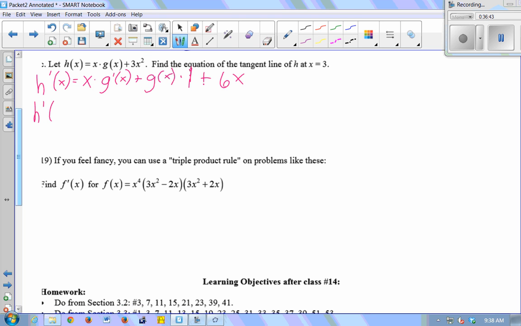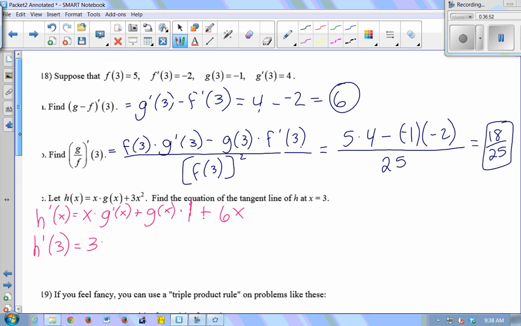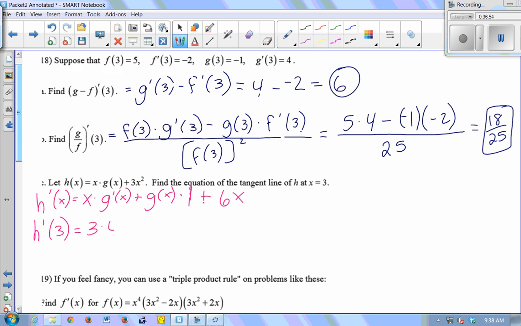So h prime of 3, now I plug my 3 in for all my x's, and I get 3 times g prime of 3, which is 4, plus g of 3, which is negative 1, plus 6 times 3. So I have 12 minus 1 is 11, plus 18 is 29.